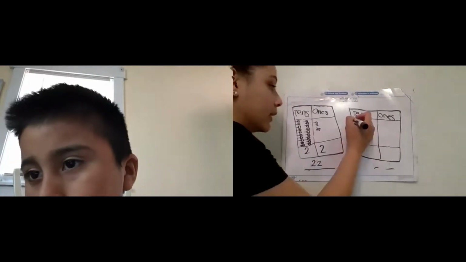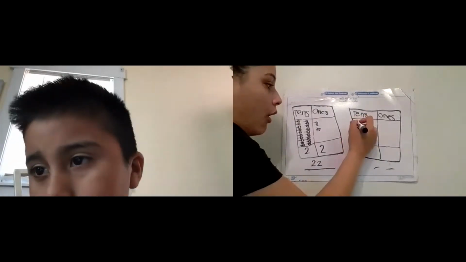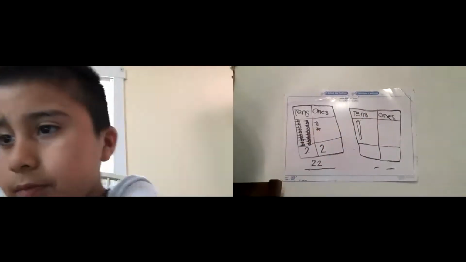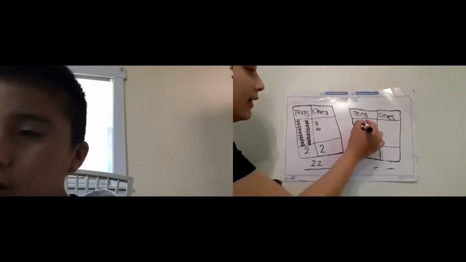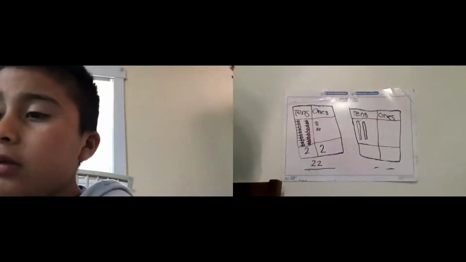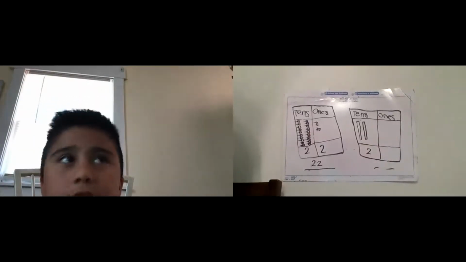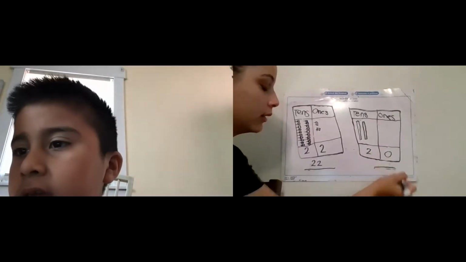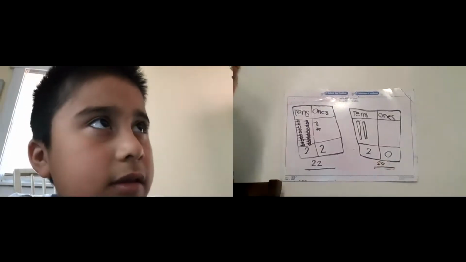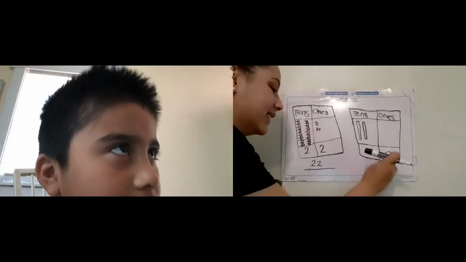10s, 1s. So I'm going to put some 10s. Remember the long cube? How many 10s are there now? 1. 1, but what if I put another one? How many 10s? 2. 2 what? 2 10s. 2 groups of 10. How many 1s are there? 0. So I need to put a 0 here. What number did you build? 20. Wait, one more, and then you can go.